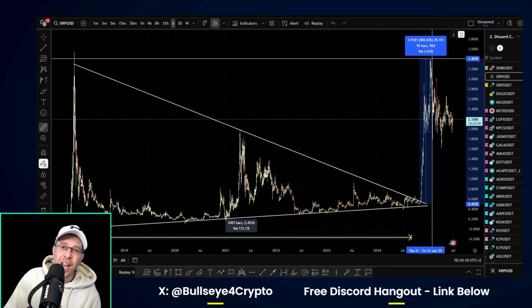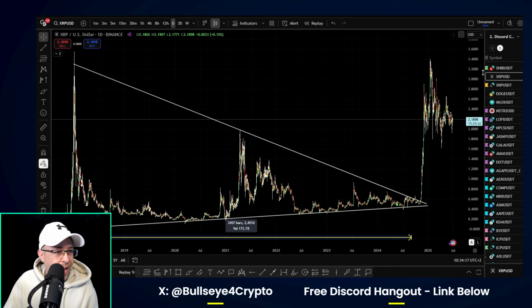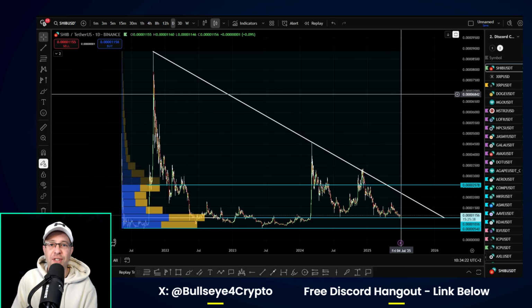XRP, 584%, guys. That's a blue chip. 584% on a blue chip in one swing. So that, guys, is similar to what's happening here on Shiba. And I'm not saying Shiba's better than XRP. I'm just saying that this is in a trading pattern.